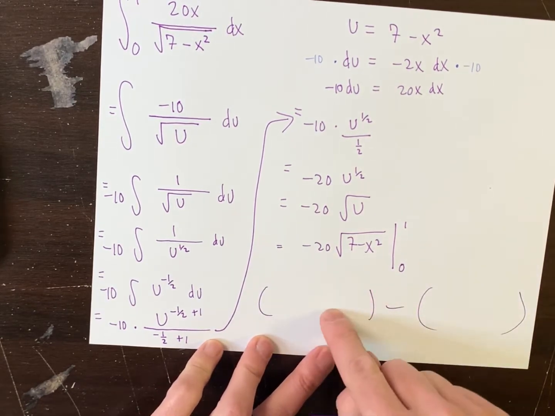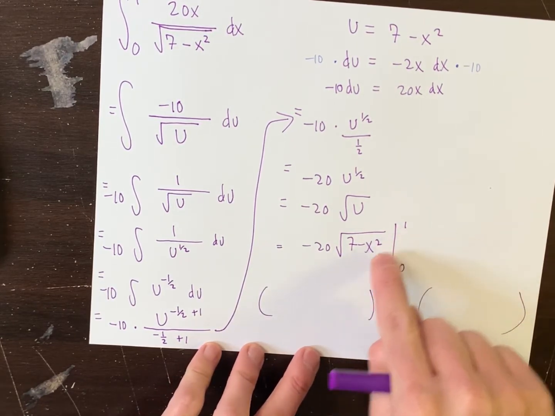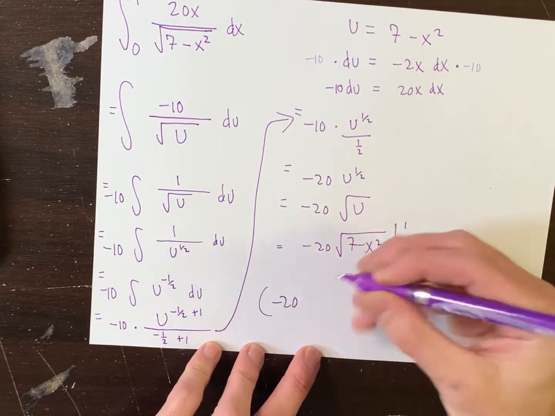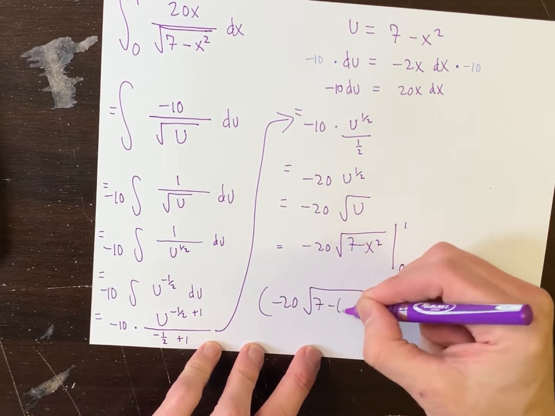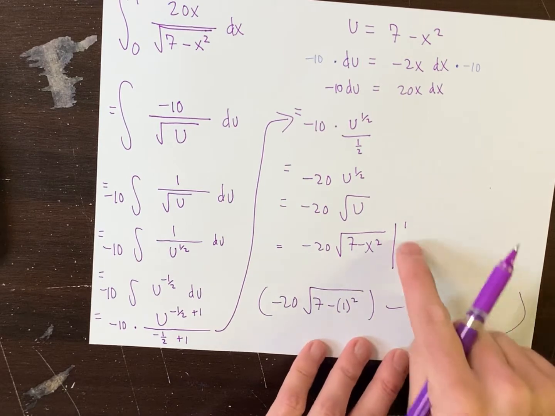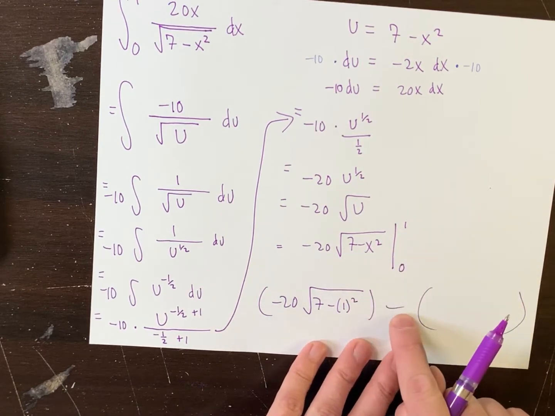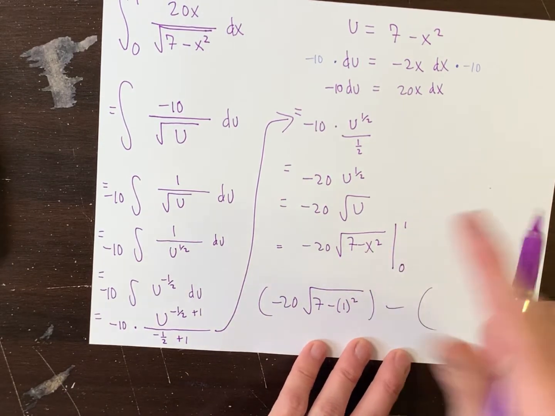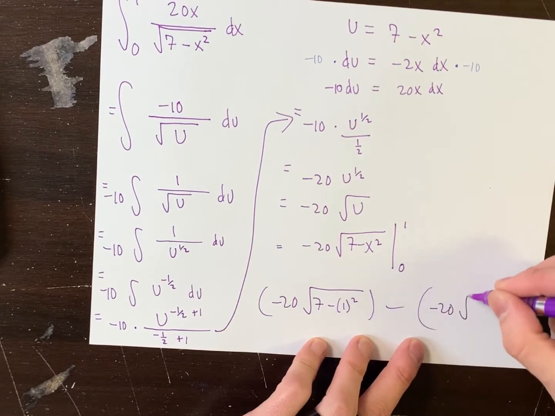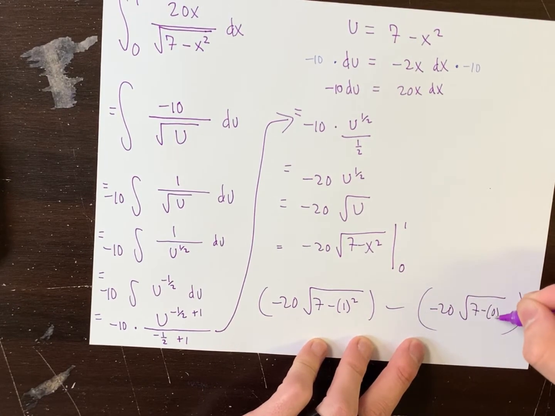The first bubble is whatever I get when I plug in 1 into here. That'll be like that. That'll be like that. Okay. So that's 1 plugged in there, minus, and then plug 0 into there. So that'll be negative 20 square root 7 minus 0 squared.